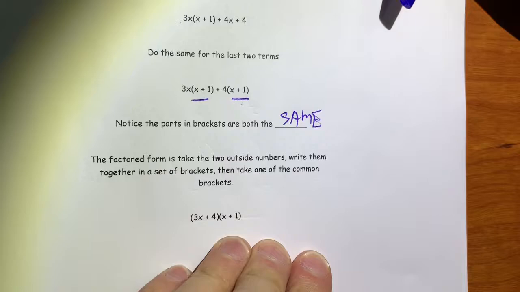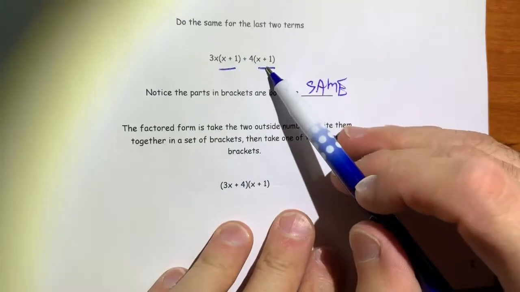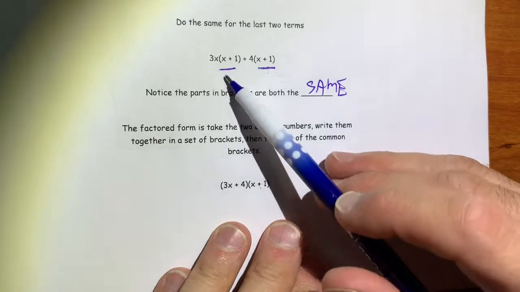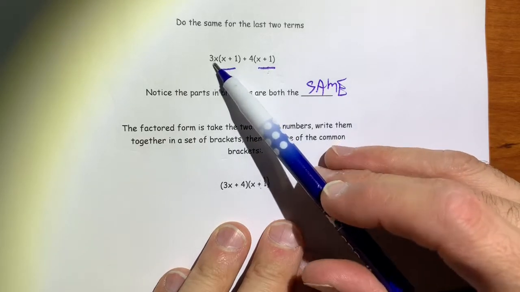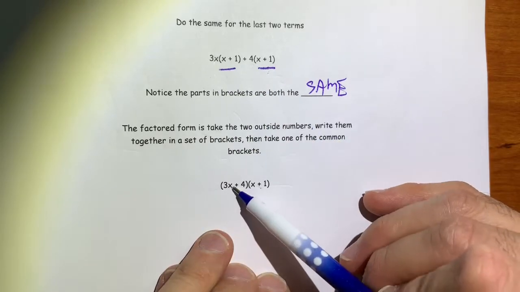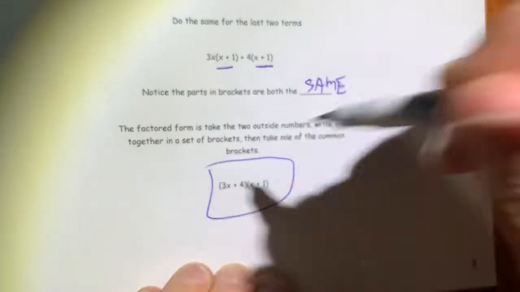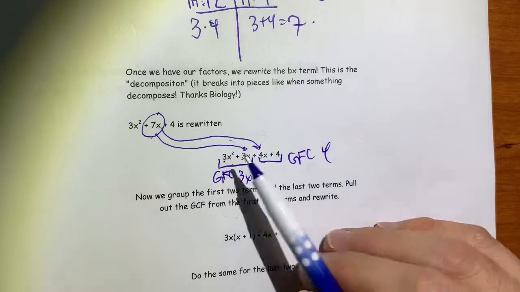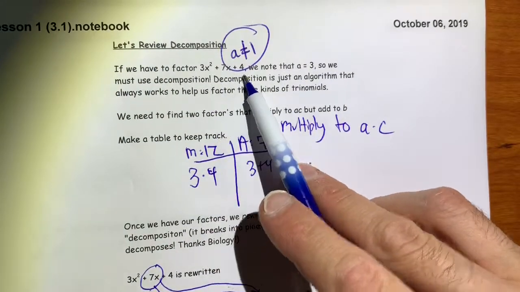Okay, and to factor it, what we're going to do is take one of these brackets, and that'll be one of our binomials that are factored. And then the other two numbers, the outside numbers, the 3x and the 4, we put them together in a bracket. So this is how the factored form of this trinomial looks.